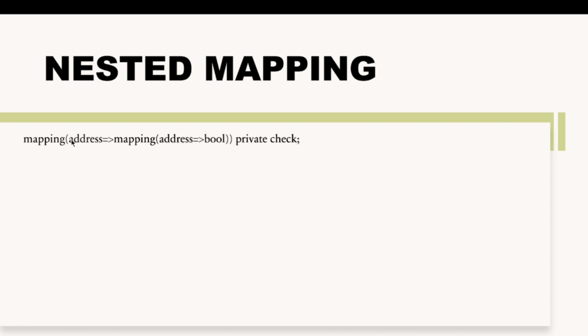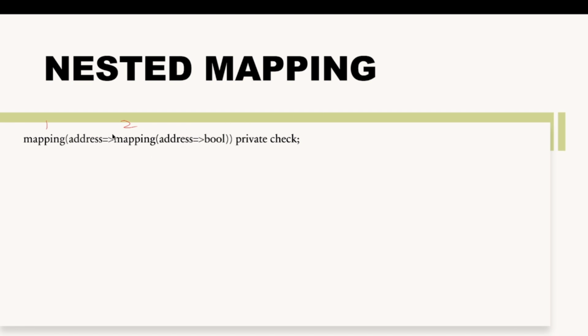In order to declare a nested mapping in Solidity, this is how you do it. A mapping, so this is your first mapping, and this is your second mapping inside this first mapping, right? That's why we call it a nested mapping. Now I know you must be thinking, okay, this is so complicated, but don't worry, I'm going to tell you a trick with the help of which it will become very easy.